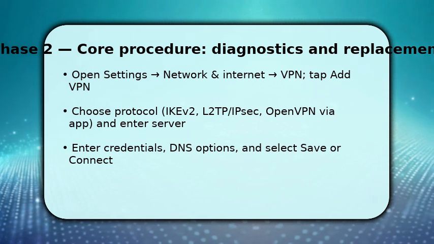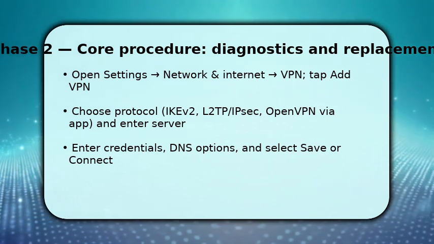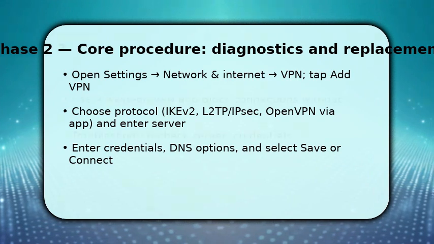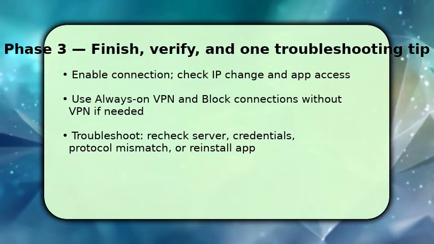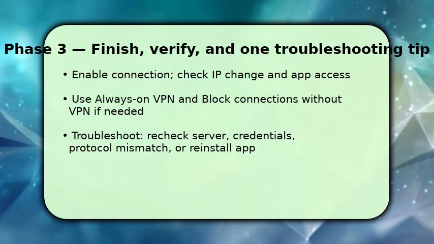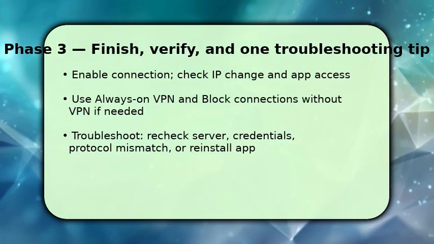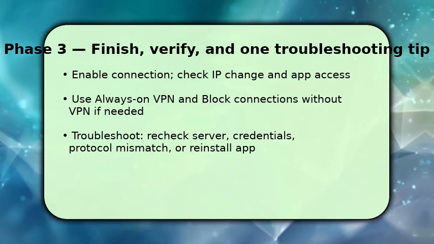You finish by enabling the connection and confirming its effect. Check your public IP and that apps can access resources through the tunnel. Once connected, consider enabling always-on VPN and block connections without VPN for privacy.